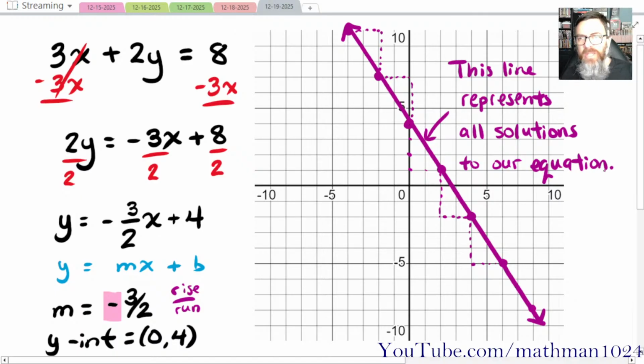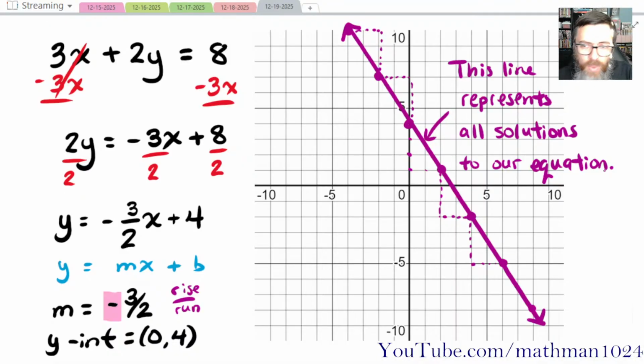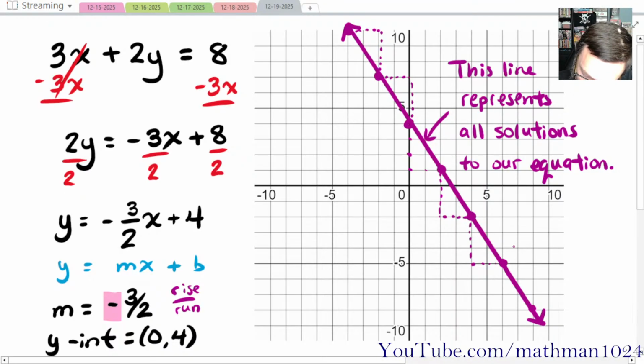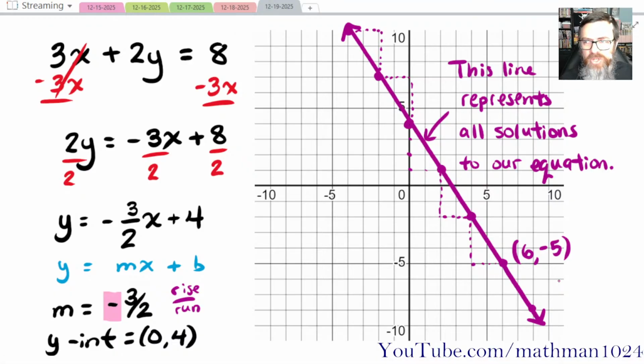That means that any point that you see on this line is supposed to make that original equation true. Even if we go all the way down here and grab this guy. So this is the ordered pair 6 and negative 5. If I were to replace x and y with 6 and negative 5 respectively, I should get positive 8.